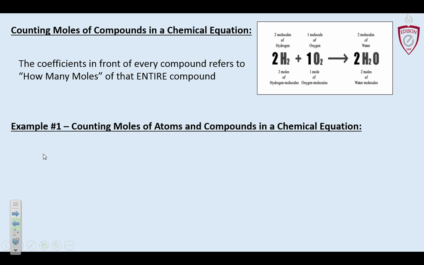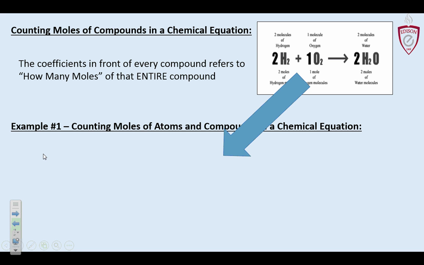So first things first. The coefficient in front of every compound refers to how many moles of that entire compound. Unlike the subscripts, which only apply to the element or parentheses directly in front of them, this is a big old number out in front. You'll know it's different because physically it's larger. It's clearly not a subscript, not that little tiny number.